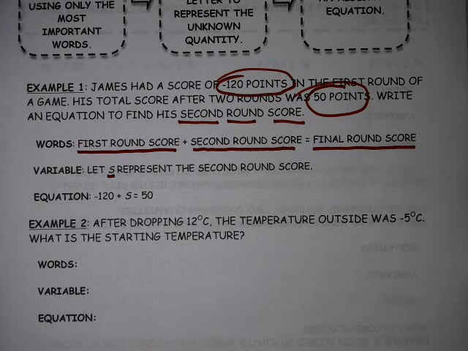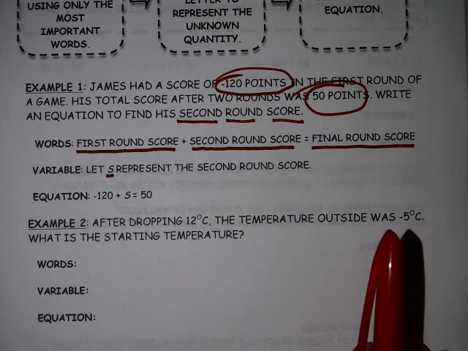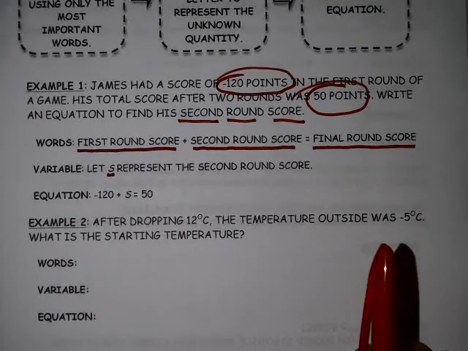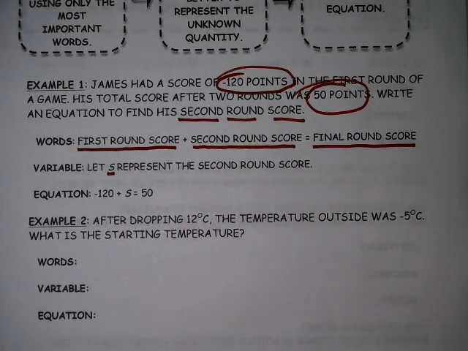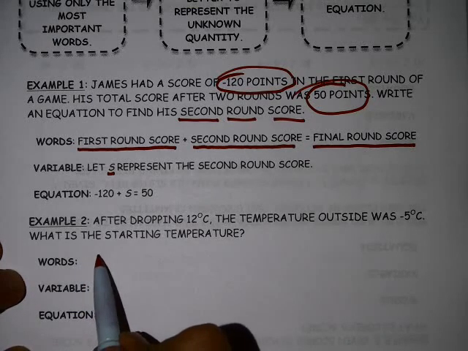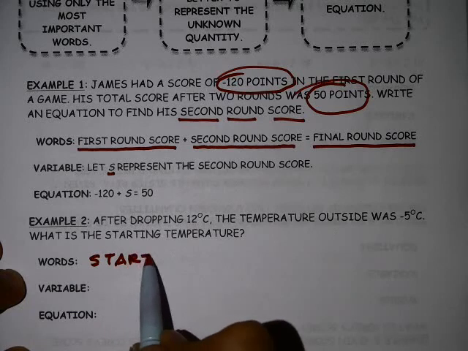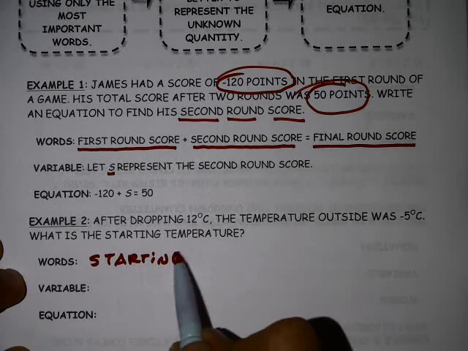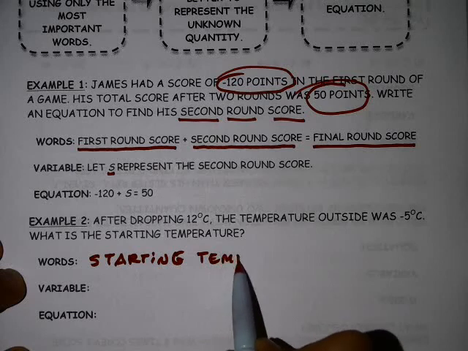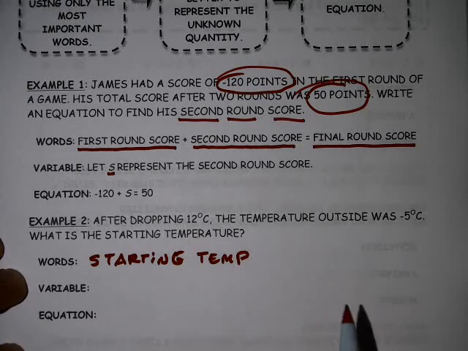Now we're going to do a different one. After dropping 12 degrees, the temperature outside was -5 degrees. What is the starting temperature? Well, we're going to write this with words. So we have the starting, and I'm going to shorten some of these, I'm going to write temp. Okay, so that's the first thing we had.